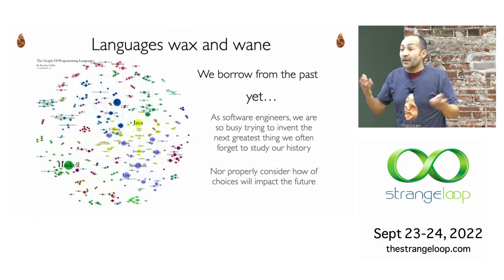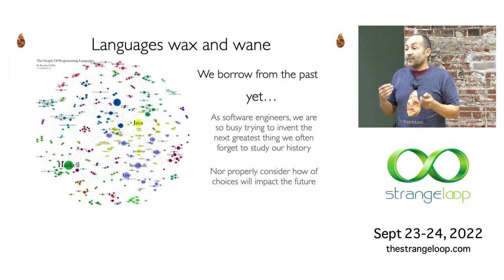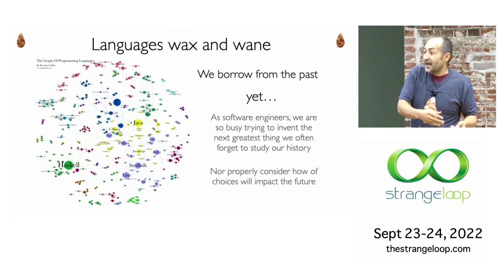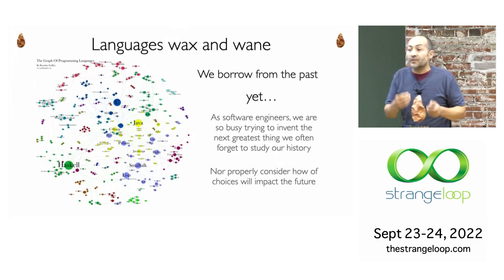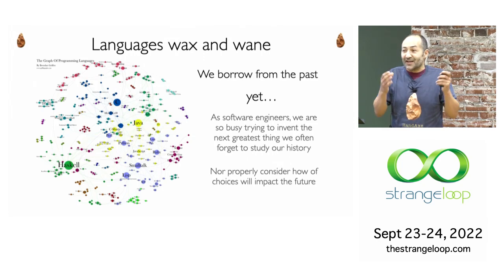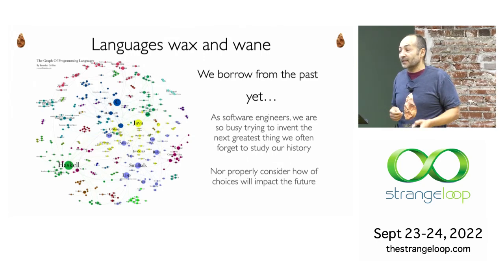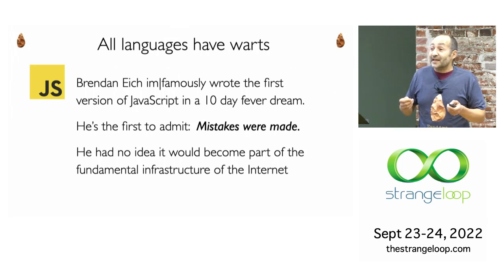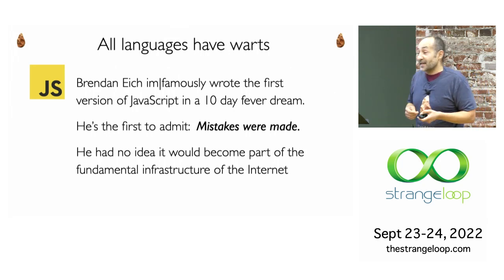So languages come and go, and we borrow from the past, but yet in our profession, we're just rushing forward all the time. We're barely paying attention to the past. We're not considering often, as we move so quickly, the decisions we make, how they will impact the future. We can say this generally about stuff we make, but I'm specifically thinking about languages. All languages have warts. Brendan Eich is the first to admit that mistakes were made. When you make something in 10 days in a fever dream, you're bound to make some mistakes. And he had no idea when he did this that it was going to become one of the most important languages in the world and the basis, a pillar of the internet. Don't break the internet.